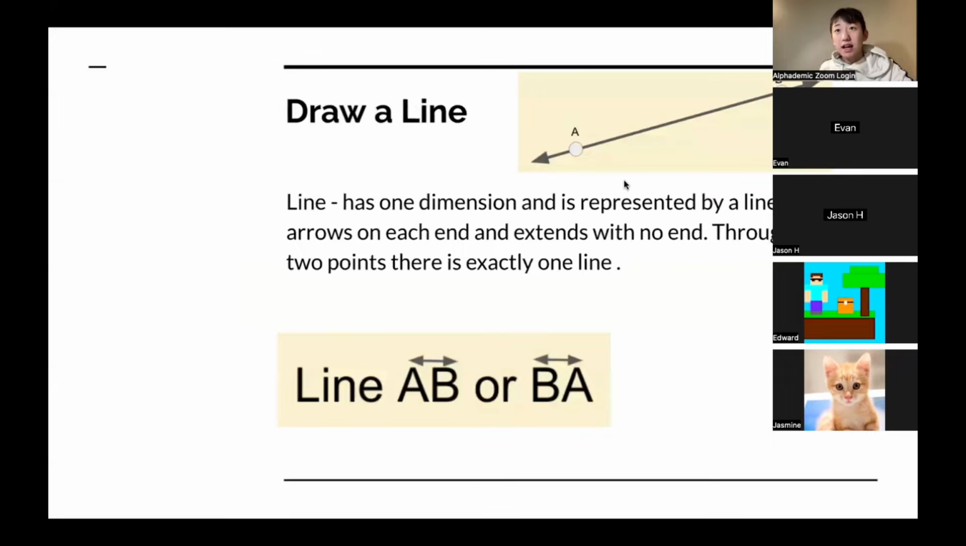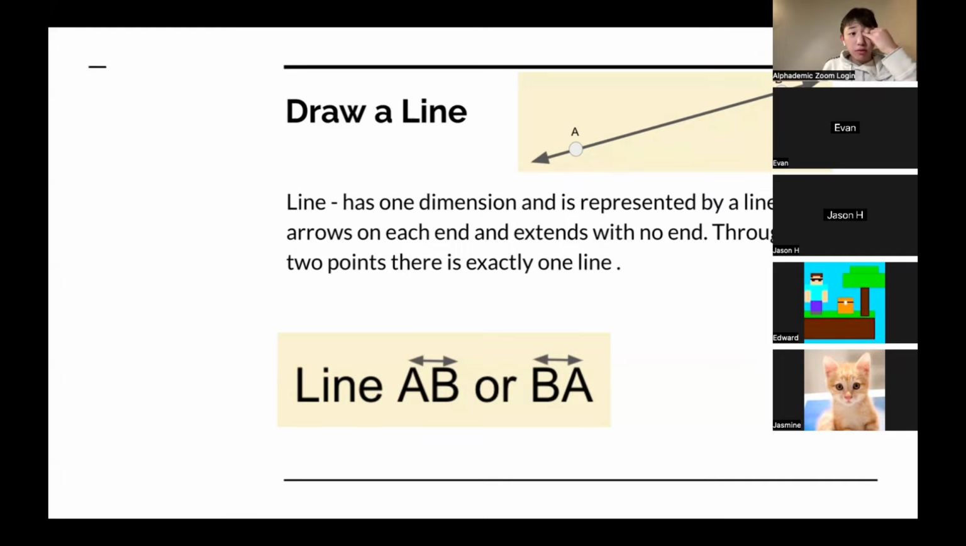Next up, we have a line. The official definition: a line has one dimension and is represented by a line with arrows on each end and extends with no end. Through any 2 points, there's exactly one line, meaning that the line extends that way towards infinity and that way towards negative infinity. So it goes on forever. There is no end. And you would write this in geometry form as line AB with the 2 arrows on top, or line BA with the 2 arrows on top. Either one is totally fine.